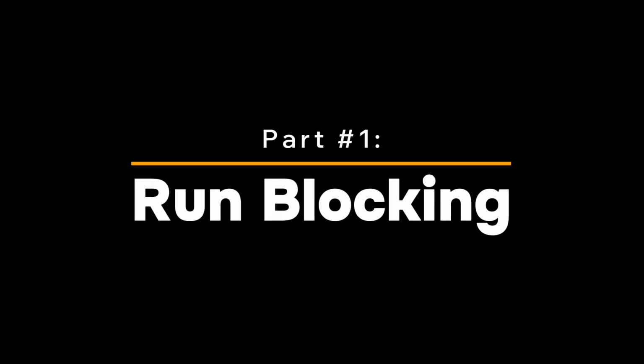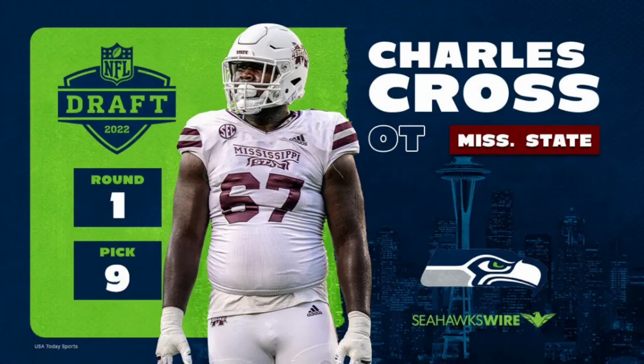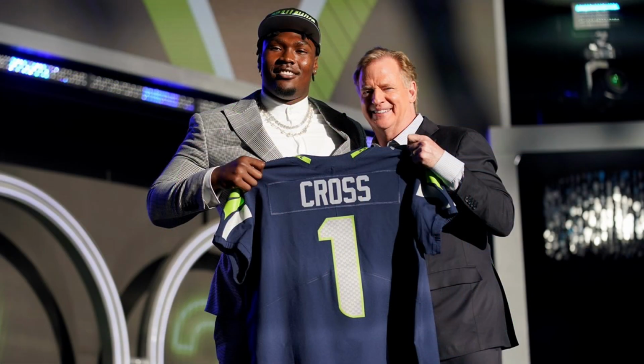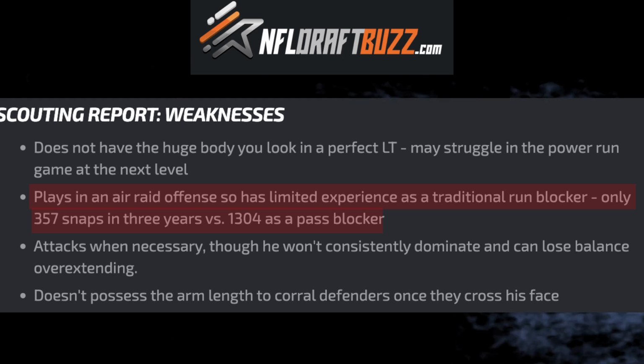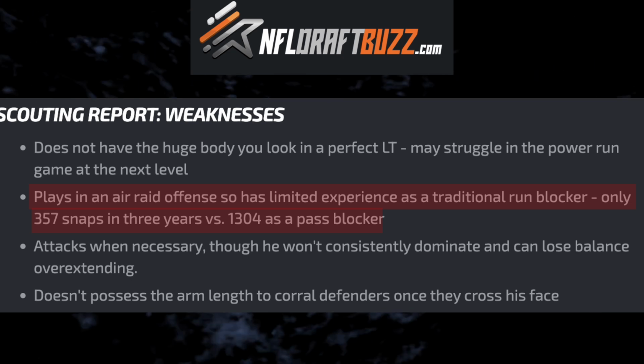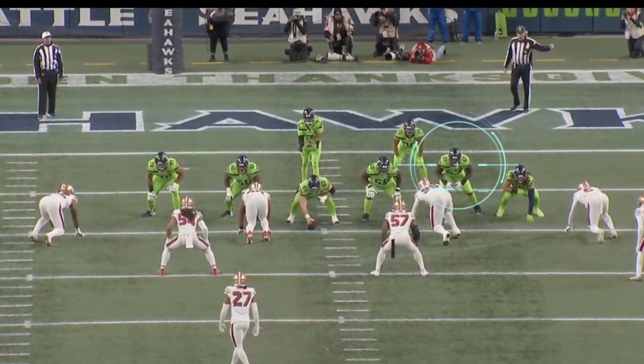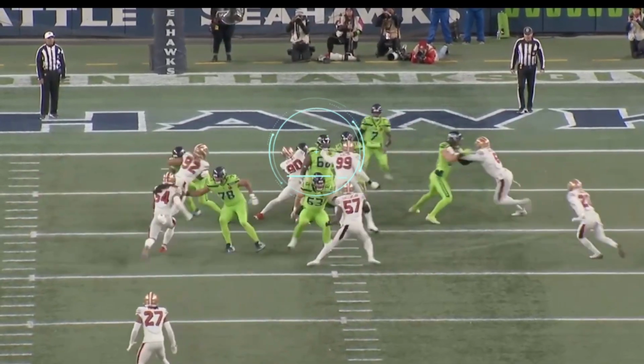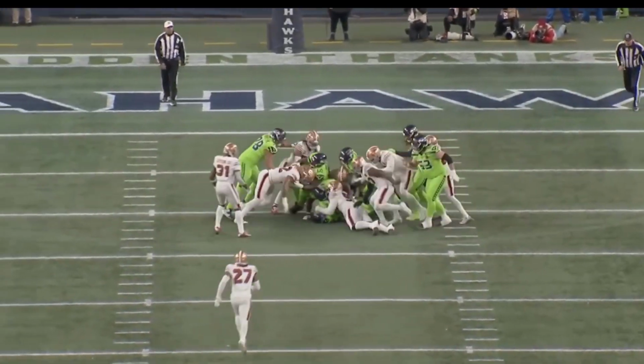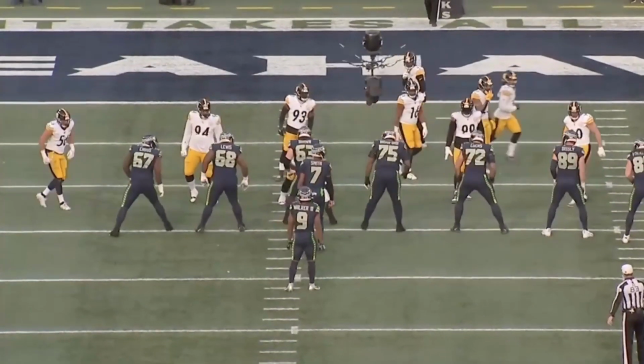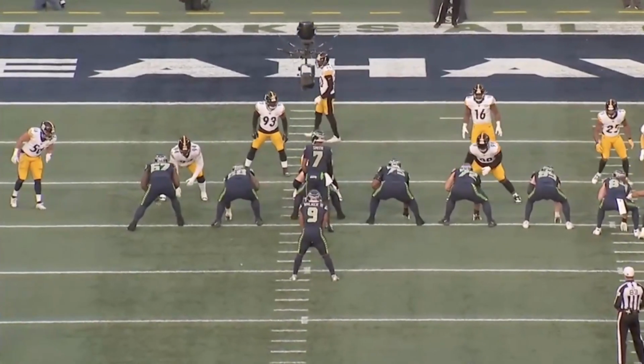Charles Cross was drafted 9th overall in the 2022 NFL Draft. He was heralded as a great pass protector and a player who is inexperienced as a run blocker. And he certainly isn't some kind of mauler in the run game, but overall I was pretty impressed with how he blocked. Let's begin by looking at this play against the Pittsburgh Steelers.